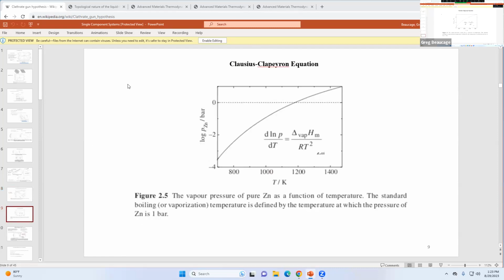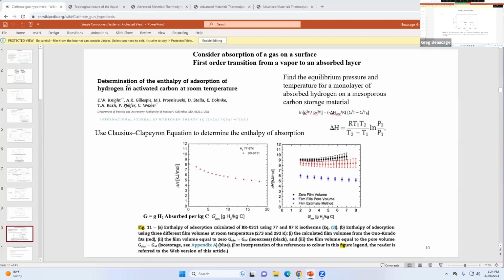Let's see, what else do we got here? Time. So what is this? Let's see what else I have.